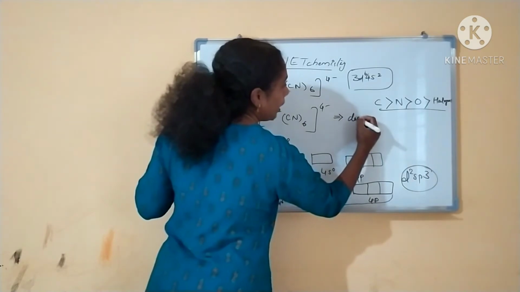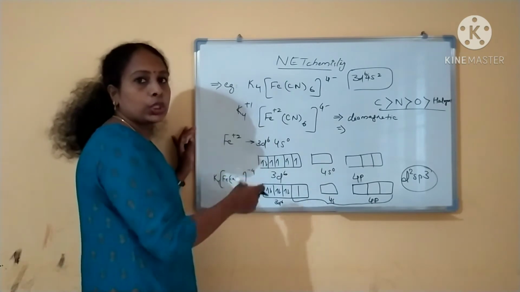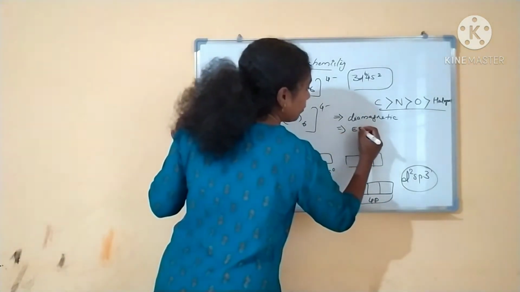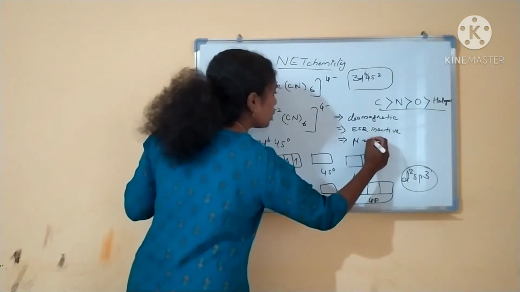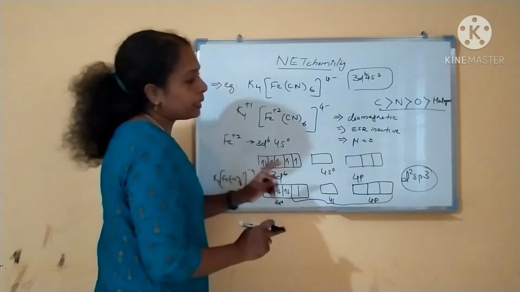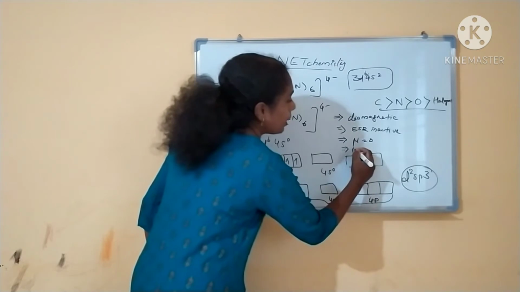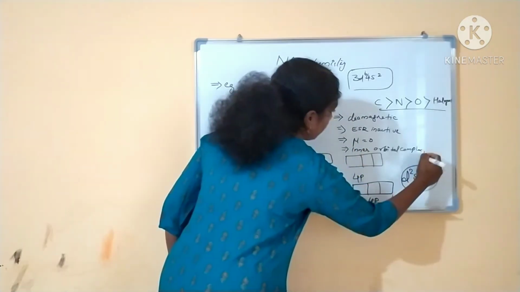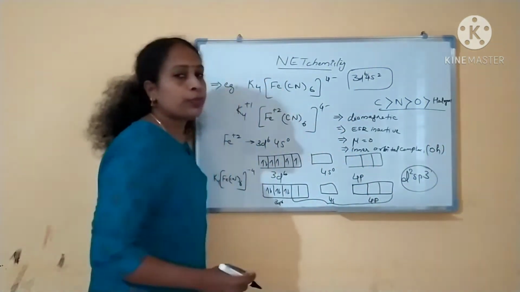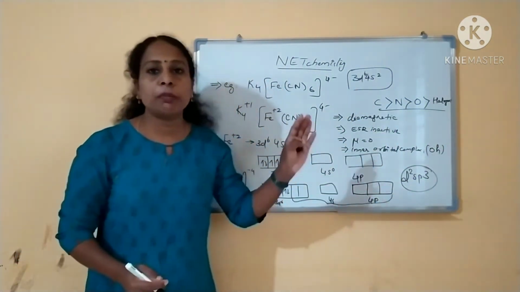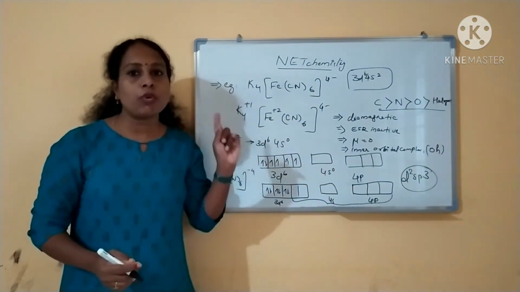Since there are no unpaired electrons, the complex will be diamagnetic, right? And since there is no unpaired electron, the complex will be ESR inactive. And what will be the magnetic moment of this complex? Magnetic moment mu is equal to 0. Why? There are no unpaired electrons present, and the hybridization is d2sp3. This is an inner orbital complex, right? And what will be the structure? Octahedral. It belongs to the Oh point group, and the shape of the molecule will be octahedral. This many details you can predict about one complex using valence bond theory.